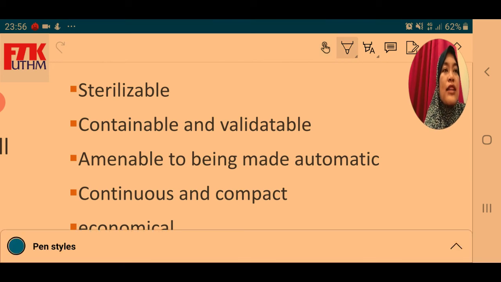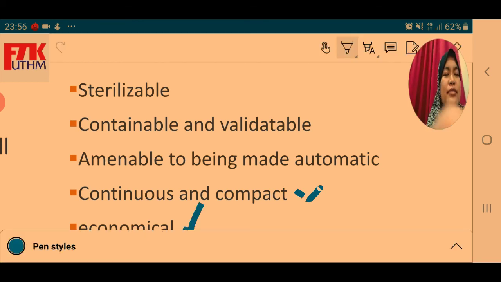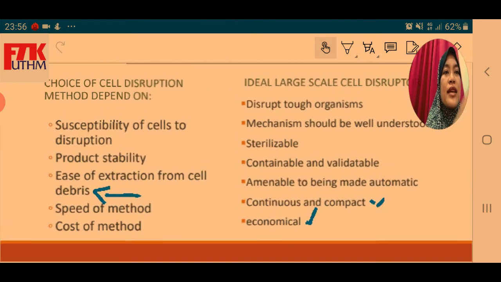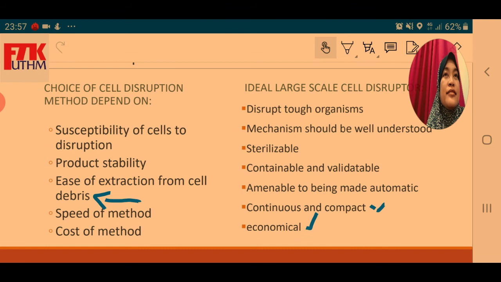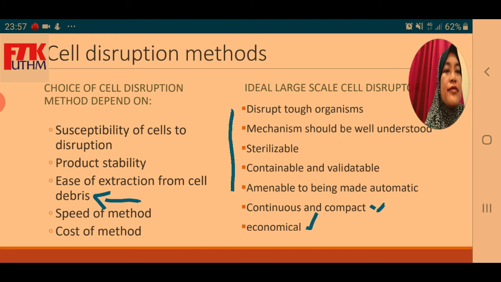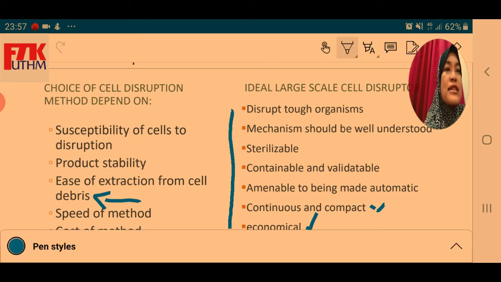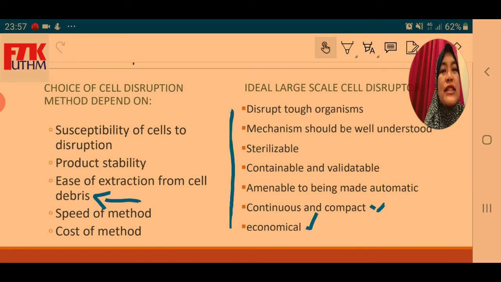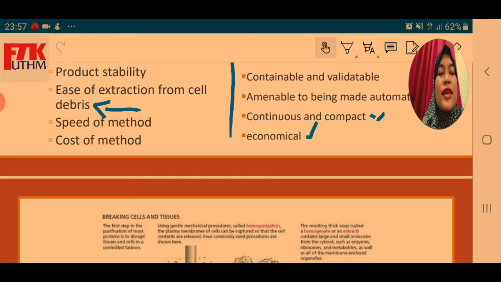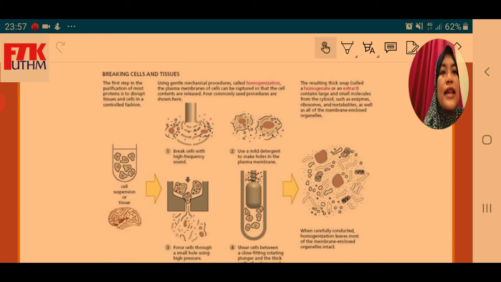It's continuous and compact, and it also needs to be economical. Any cell disruption method is not perfect, but hopefully it can satisfy most of the points here. Okay, so let's see the breaking of cells and tissues.